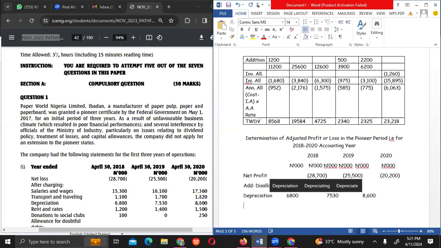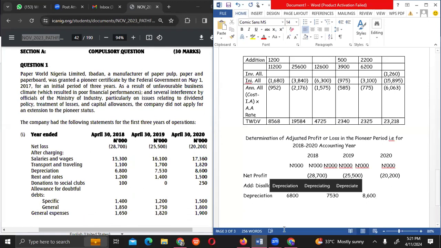Then we have rent and rate. Donations to social clubs is disallowed. So we have donations. How much is the donation? 100, 0, and we have 250.